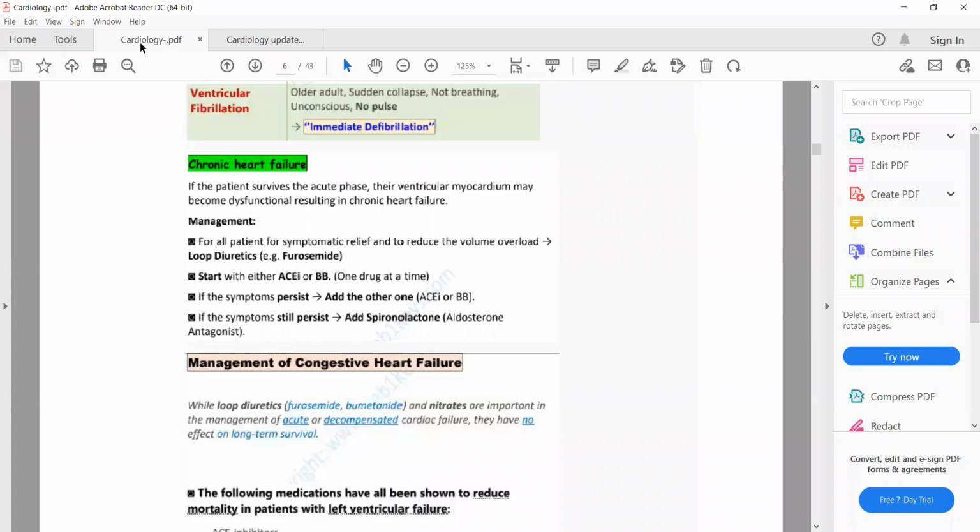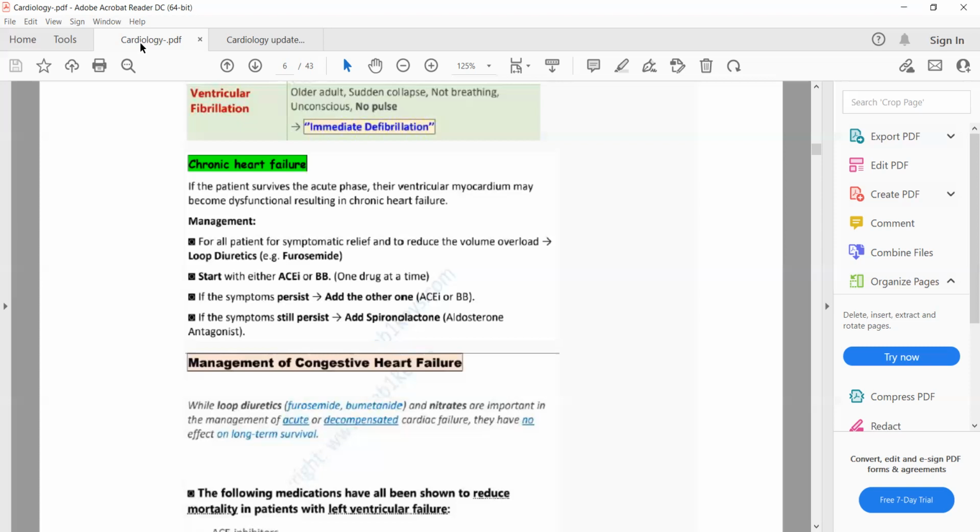So a short summary of the management of acute heart failure and chronic heart failure. The drugs which can be used in the management of acute heart failure include furosemide, oxygen, morphine, and glyceryl trinitrate or nitrite. And the long-term management of heart failure is ACE inhibitor, beta blocker, and in the third step, aldosterone antagonist.